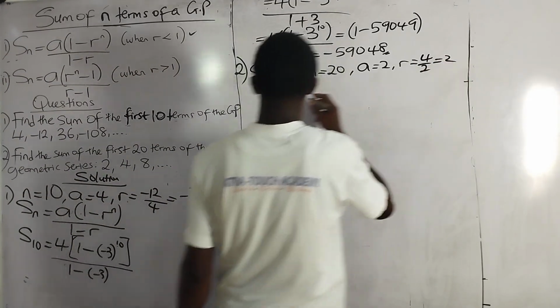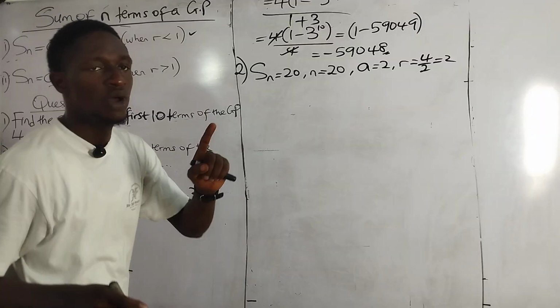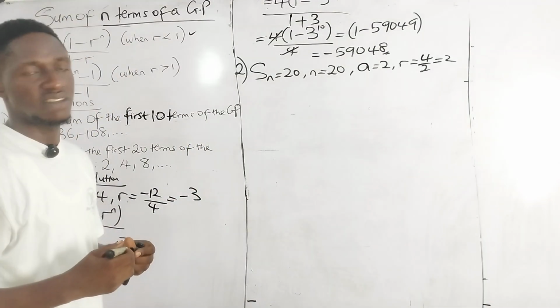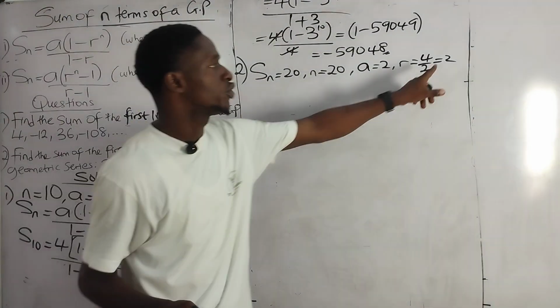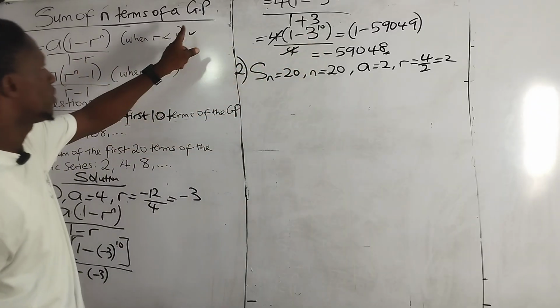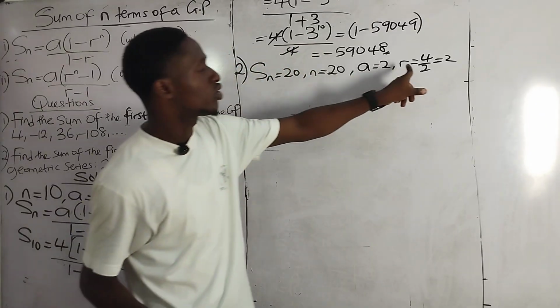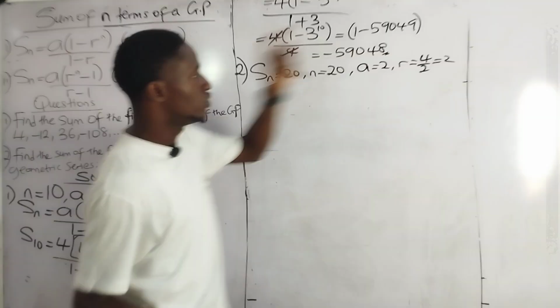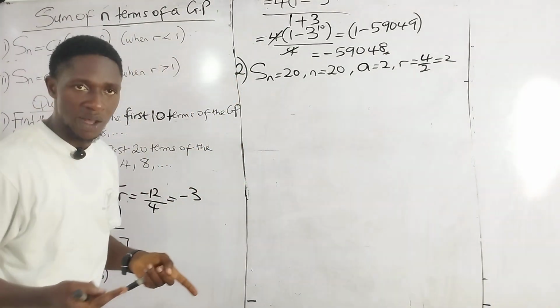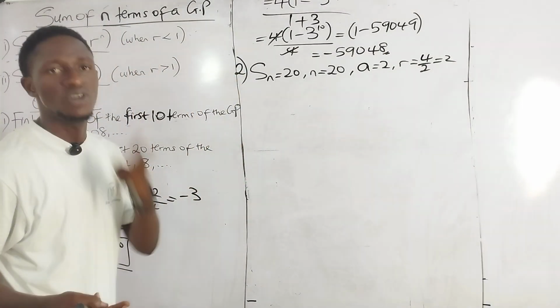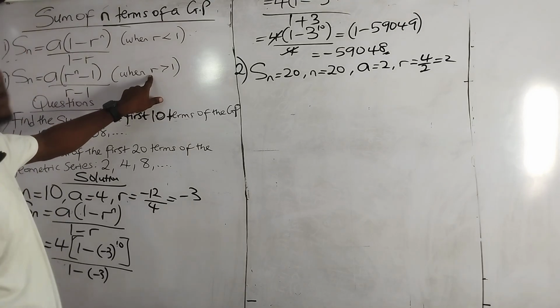Using this formula, first of all, remember what I said when we started this class, that the value of the common ratio will determine the formula to use, whether it's the first one or the second one. So we got the common ratio as 2. Is 2 less than 1? No, but 2 is greater than 1. So this is the formula to use.